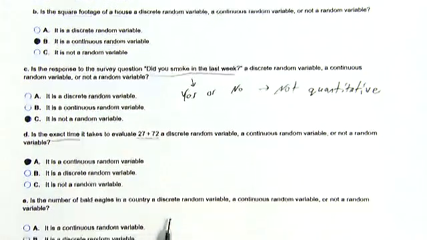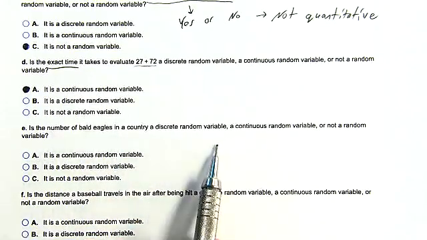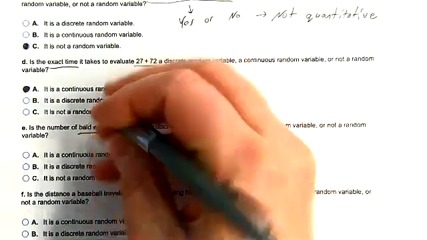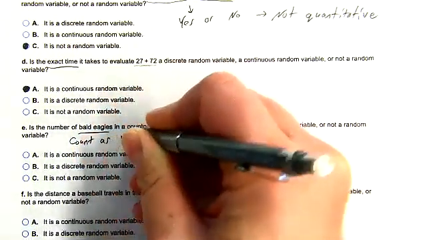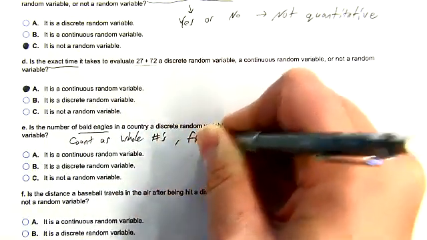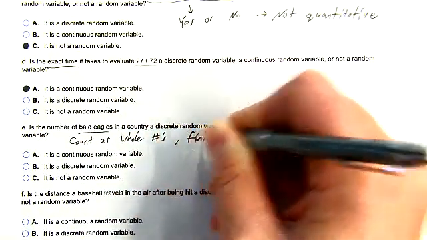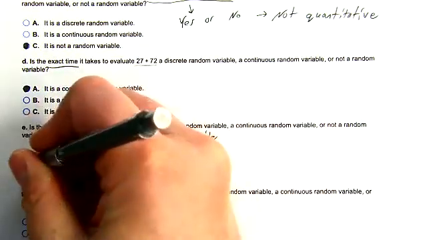Here's one where finally it's going to be discrete. So the number of bald eagles in a country. So bald eagles, I'm going to count them as whole numbers. And they're definitely finite. So we can't have an infinite number of bald eagles. If I want to go out and start counting them, I will complete that task eventually. It might take a long time, but it will be done, and I will have counted each one. So this is discrete.